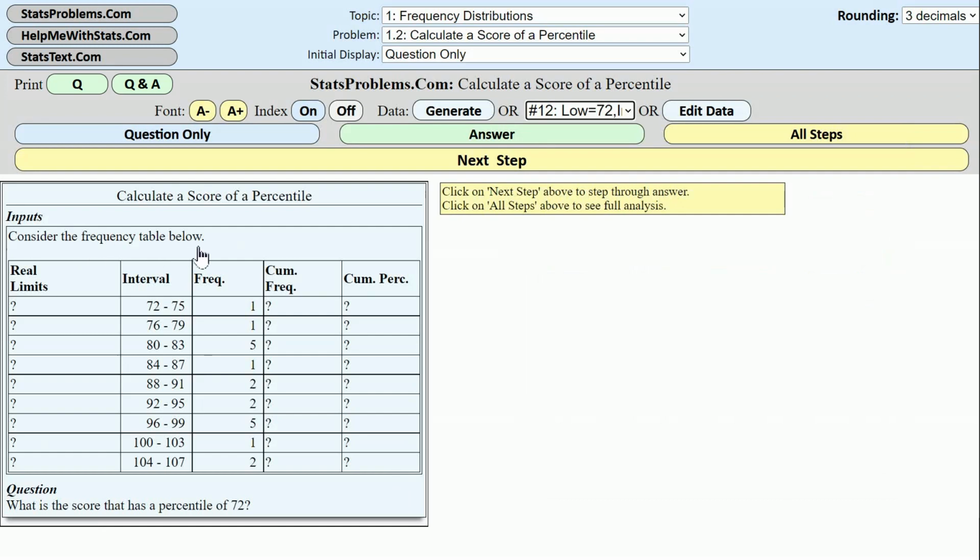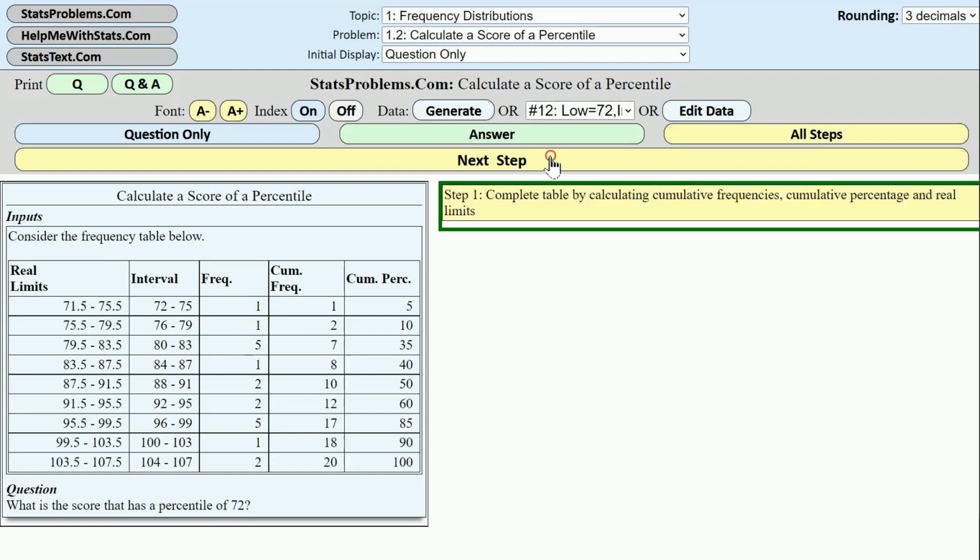Consider the frequency table below. What is the score that has a percentile of 72? Let's step through the solution by clicking on the Next Step button. In Step 1, we complete the table by calculating cumulative frequencies, cumulative percentages, and real limits.